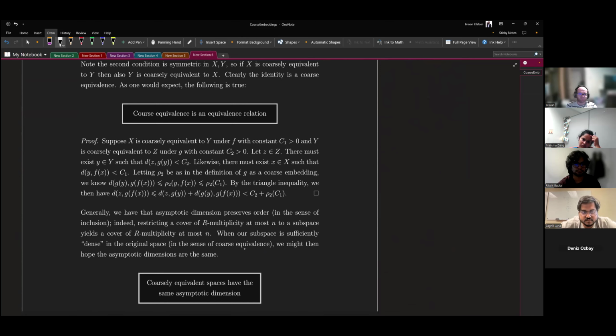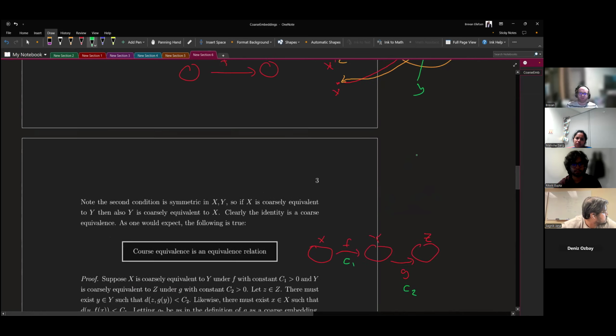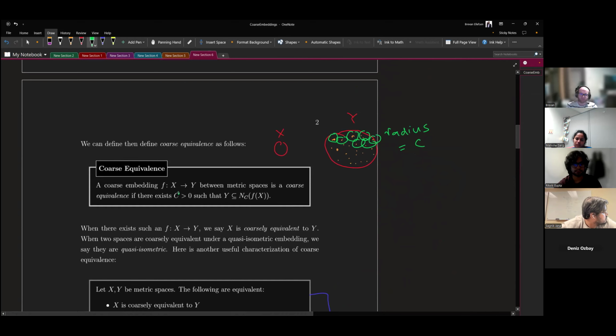Transitivity, this one took me a little bit. It's a short proof, but figuring it out was a little bit weird. So let me just go line by line through this one to explain this. So we have some x here, some y here, and some z here. And we have our f here and our g here going between these spaces. And f and g are each coarse equivalences with constants. So there's a constant C1 here and a C2 here. These constants C1, C2 correspond to the C's here. So they are the neighborhoods we need to choose to get surjectivity.